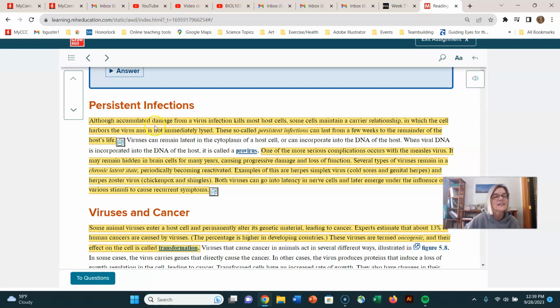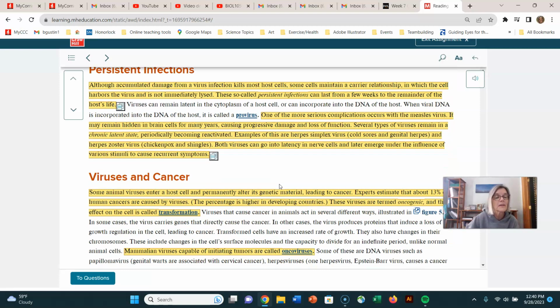Here it says it can kill host cells, but some cells will have a carrier relationship where the host cell is not immediately broken open. So you have this persistent infection. It says it can last a few weeks or the remainder of the host's life, depending on the virus. One of the common viruses that do this is the measles virus.